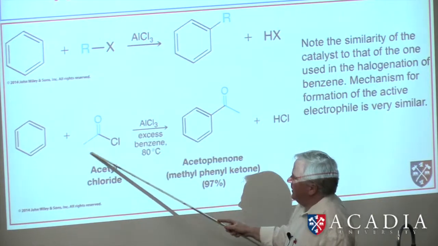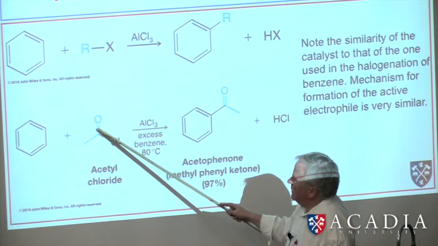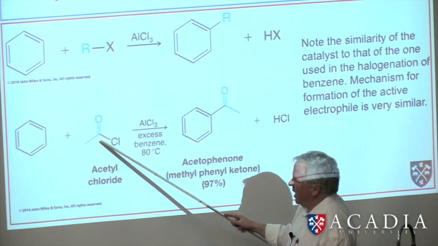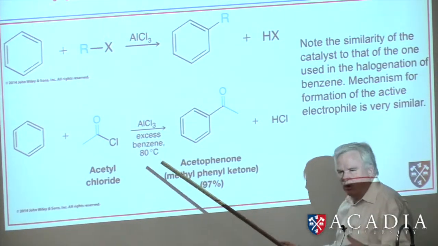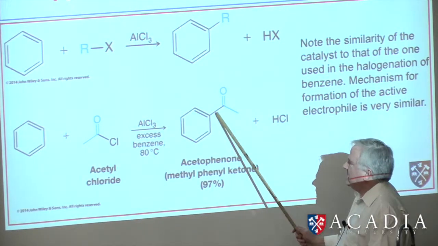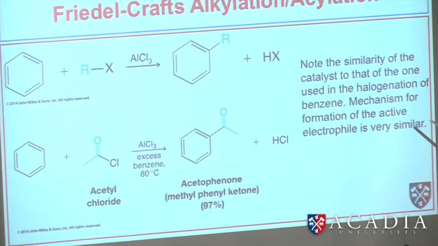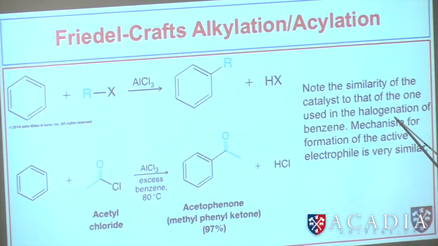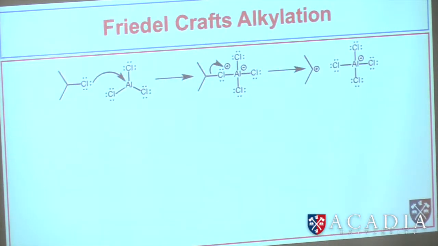And this is the same thing. This reaction is similar, except now we have an acid chloride as our electrophile. We soup it up with the same catalyst, and we get what we'll see in a minute we call an acylium cation, and that is our electrophile that adds to the ring. So note the similarity of the catalyst to that of the one used in halogenation, and the mechanism is actually somewhat the same. So let's take a look at this mechanistically.